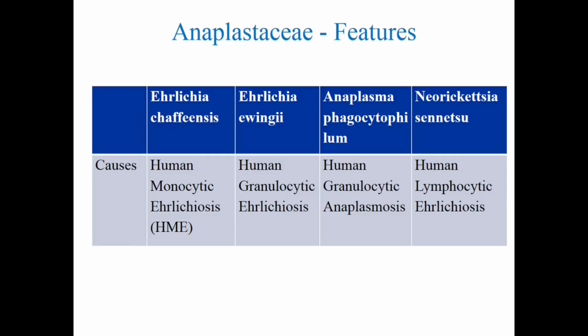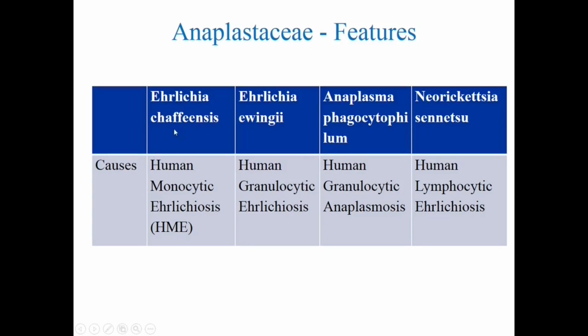Just to show you, then you have the Rickettsiaceae family, then you have the next one. This also comes under it. We have the Anaplasmataceae family. Here you have Ehrlichia, you have Anaplasma, you have Neorickettsia. They cause different diseases.